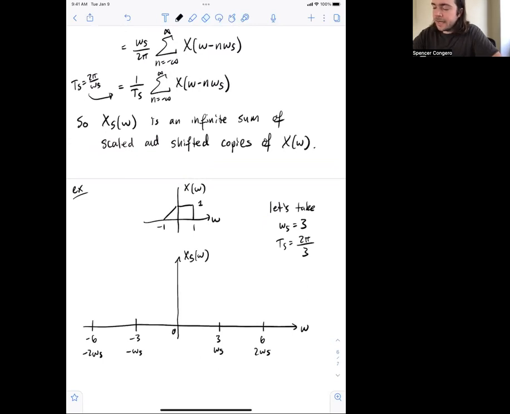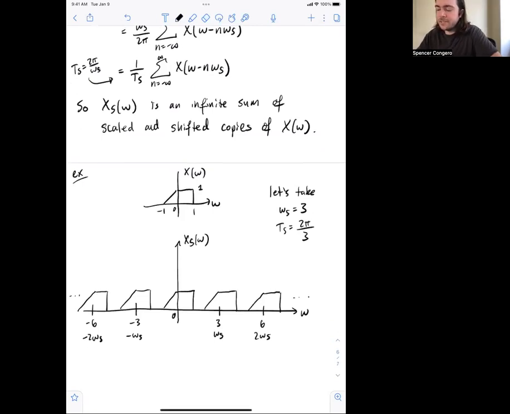Okay, and what do I get there? I get shifted copies of my original x of omega. So I just have to shift this x of omega by these amounts. So I get one when n is 0. I just get x of omega itself right there. And then I get a copy at 3. I get a copy at 6. I get a copy at -3. I get a copy at -6. Okay, so I just get this big sequence of these shifted Fourier transforms, but they're all also scaled by 1 over t sub s. So that value right there is 1 over t sub s, which is in this case just 3 over 2 pi.